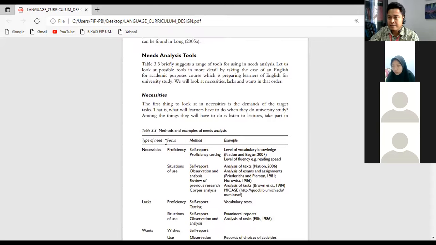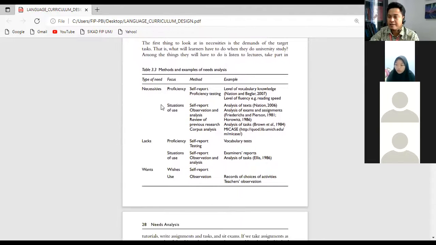And now let's proceed to table 3.3, methods and examples of need analysis. We can see here the type of needs, focus, method, and an example. For the necessities, the focus is on proficiency. The method can be self-report or proficiency testing. The instruments here we can use are tasks, and we can also use observations. An example is the level of vocabulary knowledge and the level of fluency. That will be the example of the type of need here on necessities.